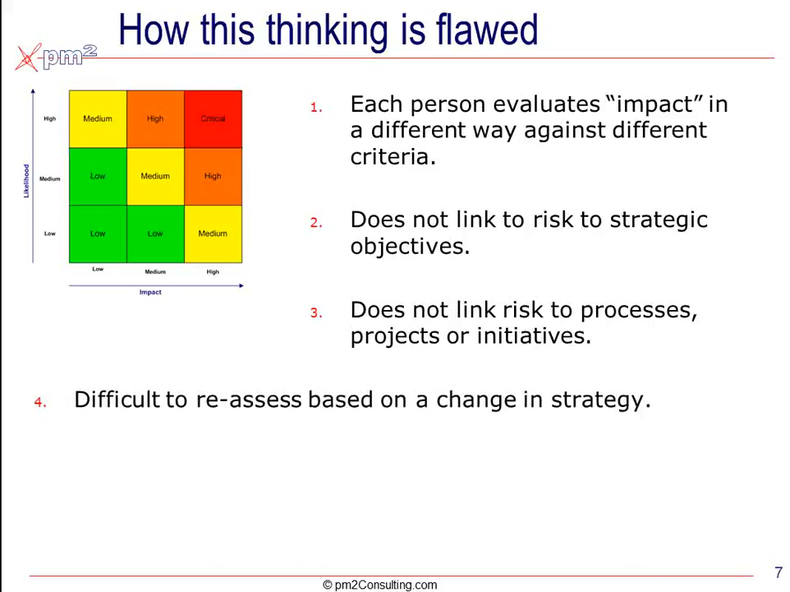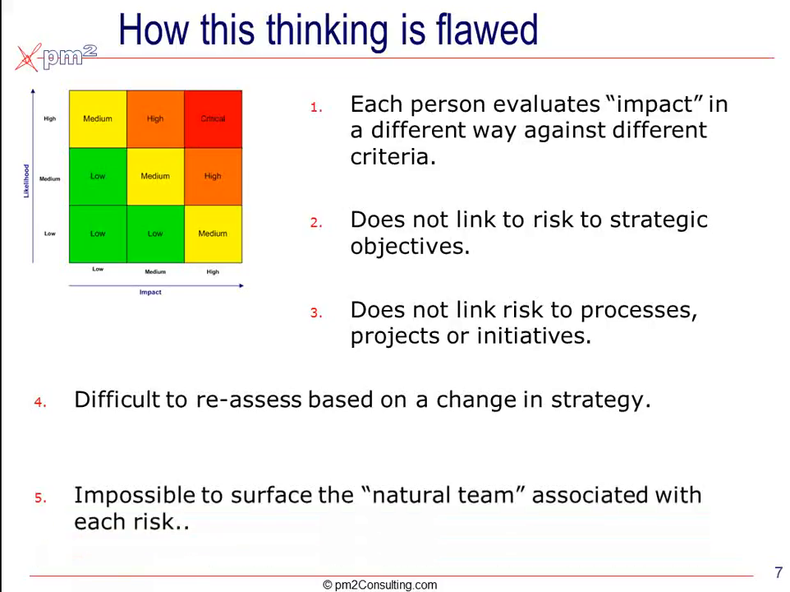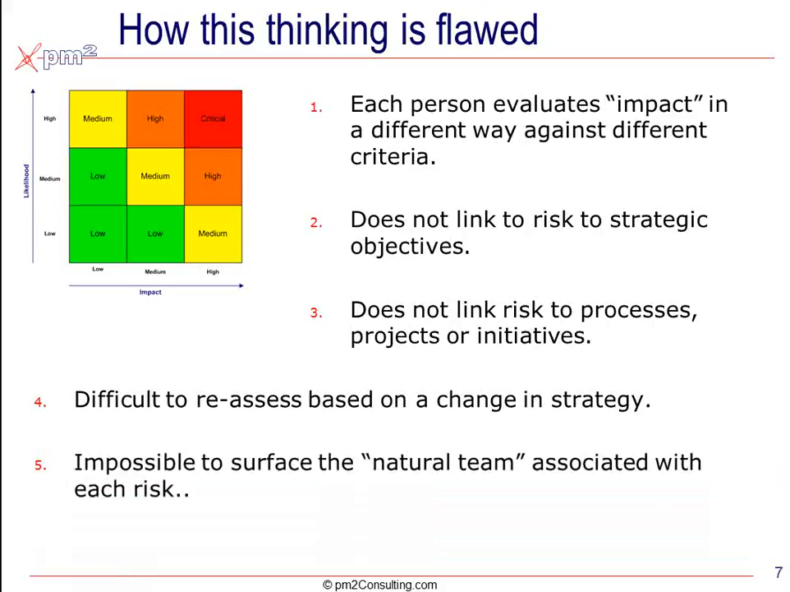Fourthly, it's difficult for your organization to reassess those risks as the strategy changes. If we think of the current economic turmoil, quarter on quarter we're in different businesses, and if we can't reassess our risks around those new businesses, they're not very useful to us. And then finally, it's impossible to surface the natural team that you should build together associated with any of those risks. So let's show you an idea about how to do things differently.